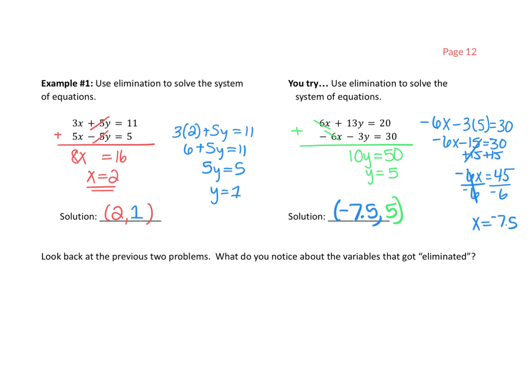Right? When you look back at these two problems, what do you notice about the variables that got eliminated? How were we able to do that? Hopefully you're seeing that they both have the same coefficient, but opposite values. We have 5y and negative 5y. We have 6x and negative 6x. The other thing that works out really nice here is both of these equations in each of the systems are written in standard form. And that's going to make it really nice for us as well.